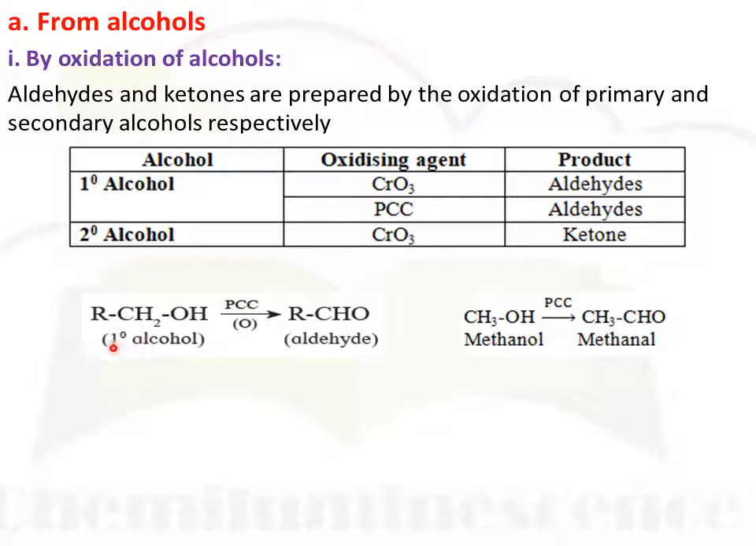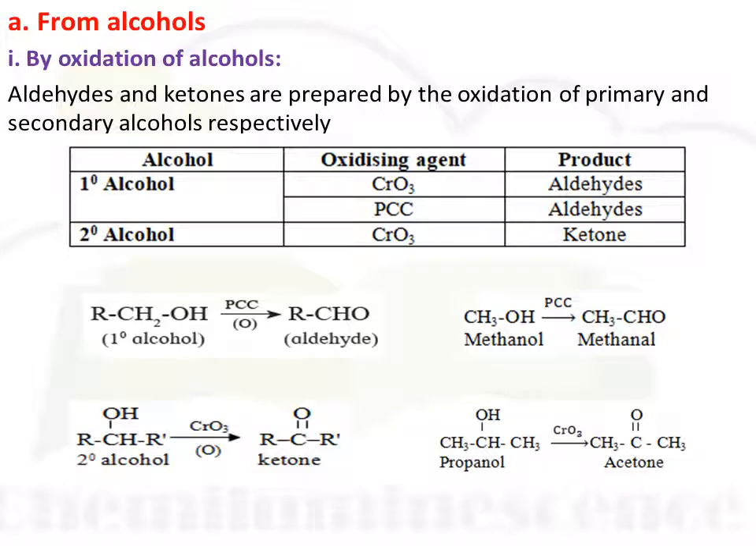This equation shows primary alcohol on oxidation by using PCC forms aldehyde as a product. For example, methanol on oxidation with PCC gives methanal as a product. Next, secondary alcohol on oxidation by using chromium trioxide forms ketone as a product. That is, propanol on oxidation gives acetone, and acetone is a ketone.